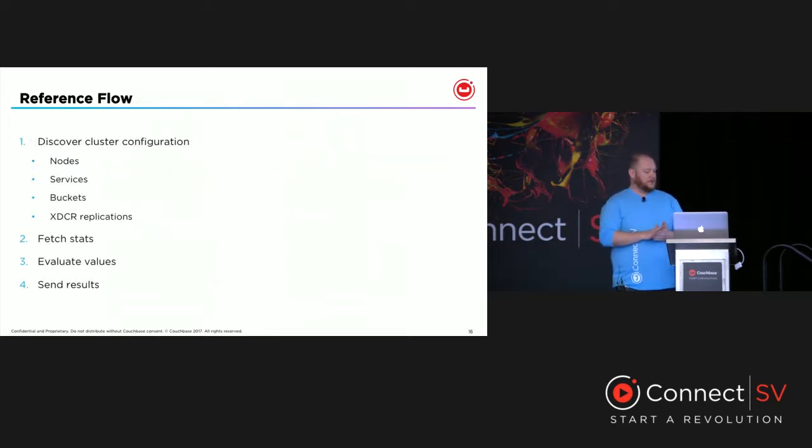Now, the way that it works is we first, as I said, do the cluster configuration discovery. We're going to find all the nodes, we're going to find all the services running on those nodes, we're going to find all the buckets, all the XDCR applications, and then for each of those, we're going to fetch a series of stats. In Nagios, the way it works is we evaluate the current status on the plugin side against some configured thresholds, and then we send the Nagios server a value, whether that's a warning or a critical or an OK.